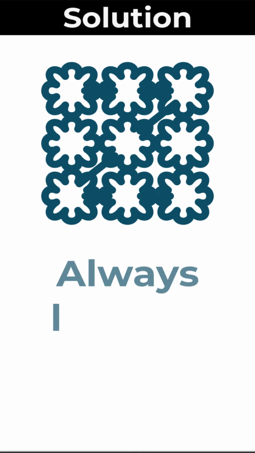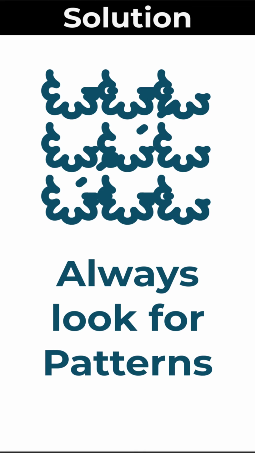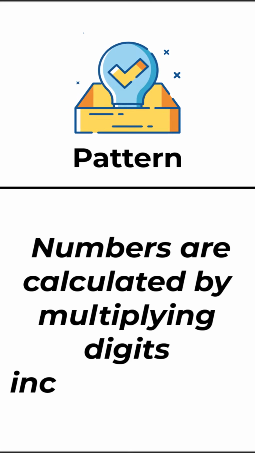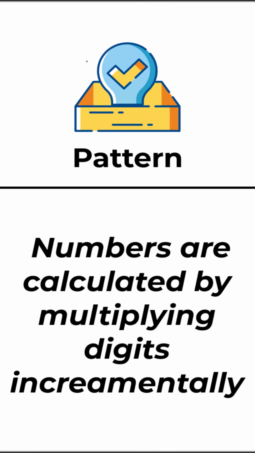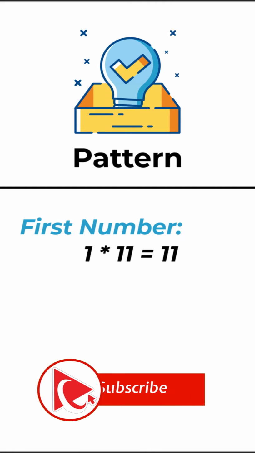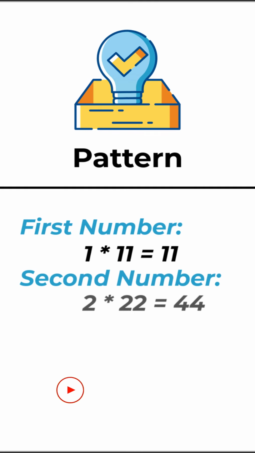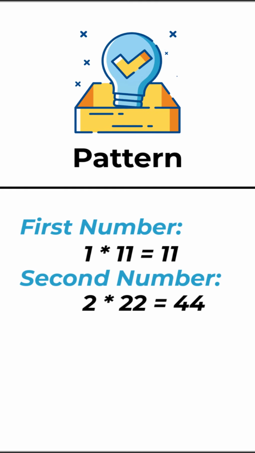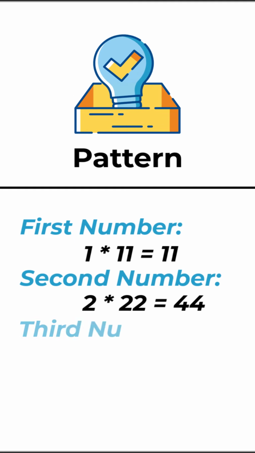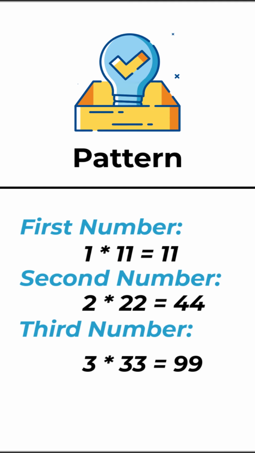My advice to you, always look for patterns. Let's look at the pattern for this particular question. The way the first 3 numbers are calculated is by multiplying the single digits incrementally. For example, the first number is 1 multiplied by 11, which is 11. The second number is 2 multiplied by 22, which equals 44. The third number is 3 multiplied by 33, which equals 99.